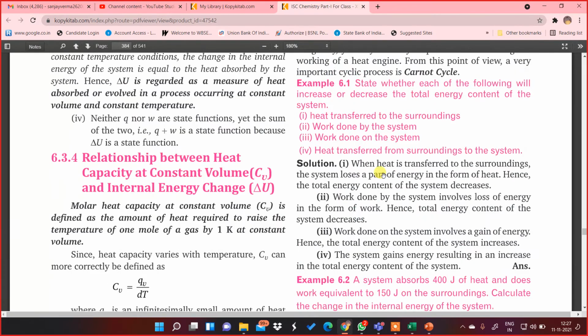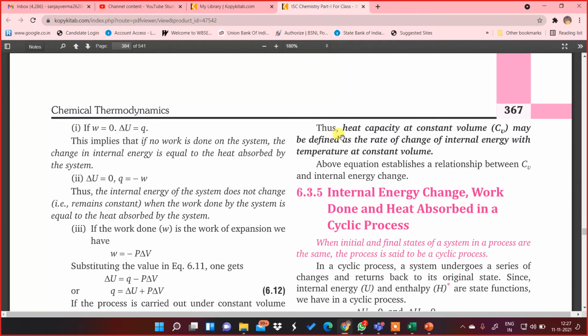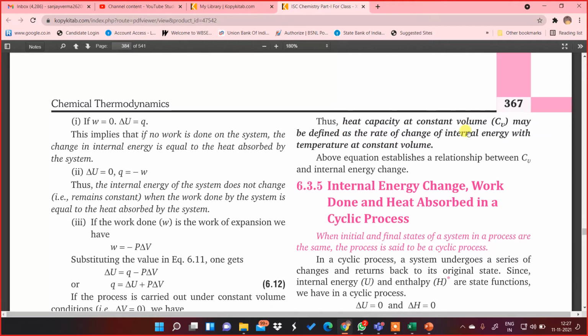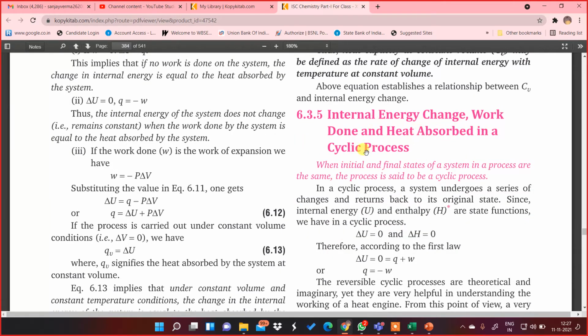Thus, heat capacity at constant volume may be defined as the rate of change of internal energy with temperature at constant volume. Okay, so remember this sentence. Then, internal energy change, work done, and heat absorbed in a cyclic process. In a cyclic process, when the initial and final state of the system are the same, the process is said to be cyclic.